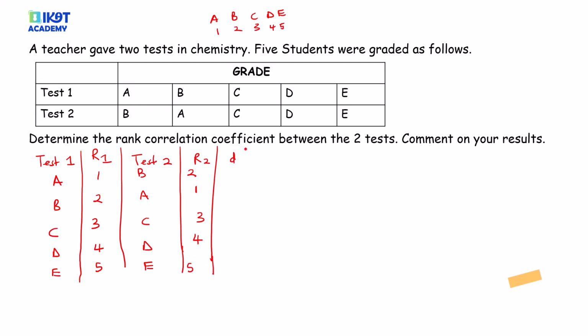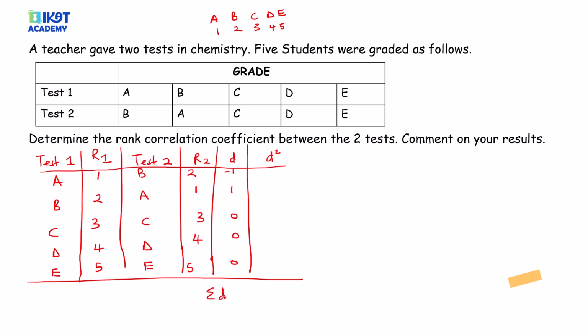So still you'd come here, get your D. This would be -1, this would be 1, this would be 0, 0, 0. Come for D squared. I told you here you can always confirm if you've ranked properly by getting the summation of D. And for our case, it's 0, so it proves it. Get 1 here, get 1 here. This is all 0. So your summation of D squared is 2.